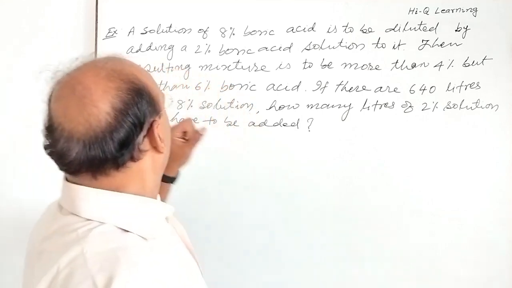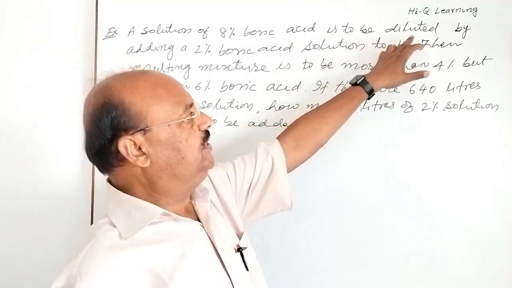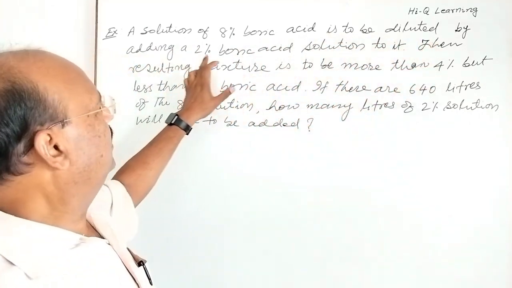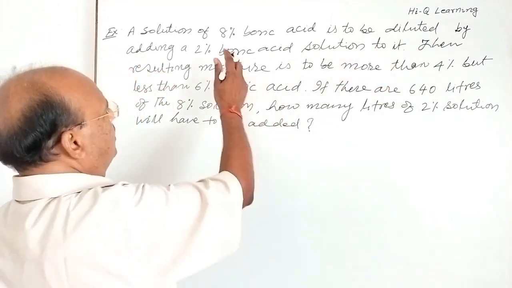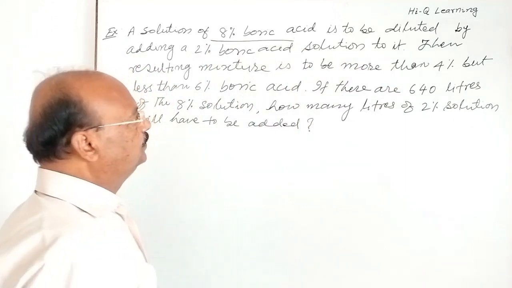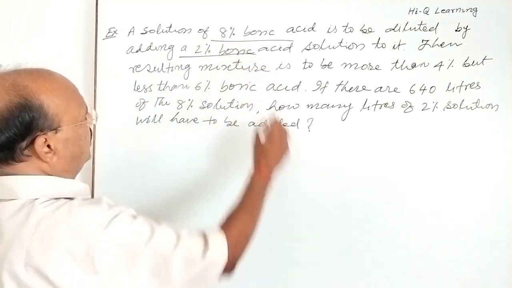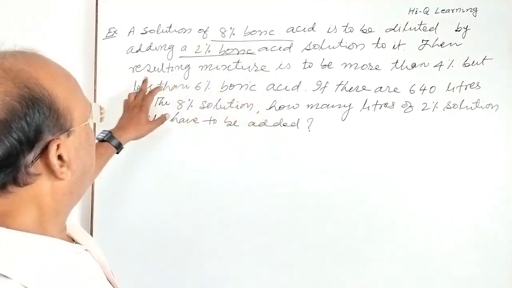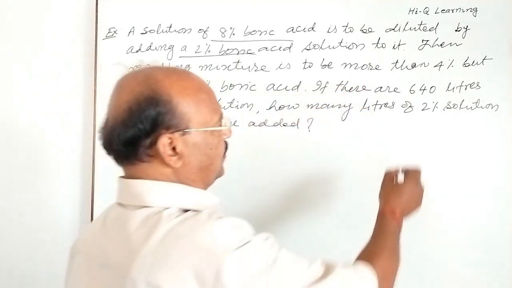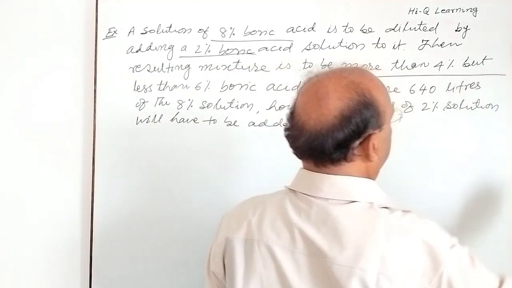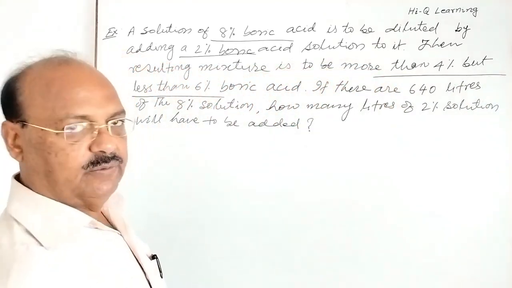The question is: a solution of 8% boric acid is to be diluted by adding a 2% boric acid solution to it. The given acid concentration is 8%, and this 8% boric acid has to be mixed with 2% boric acid solution, correct? Then the resulting mixture is to be more than 4% but less than 6%. The concentration of the resulting solution should be more than 4% but less than 6% boric acid.